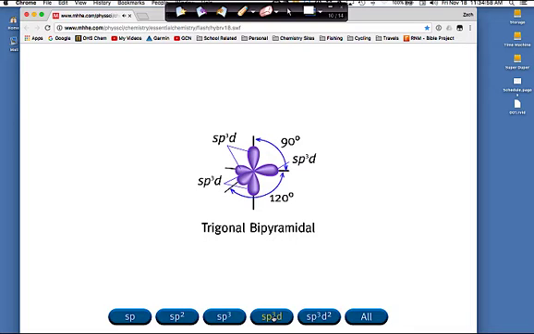Okay, go ahead. Why does it choose the d z squared first? I don't know. And frankly, I don't even know if it does. Is it Carrie? Is that right? Do you know? Does it necessarily hybridize that d z squared orbital?